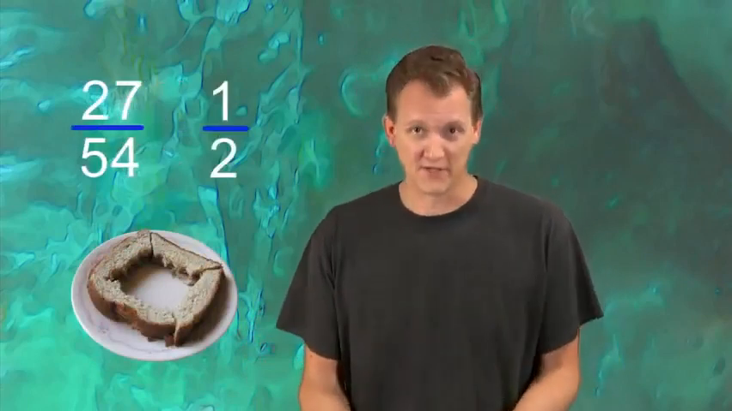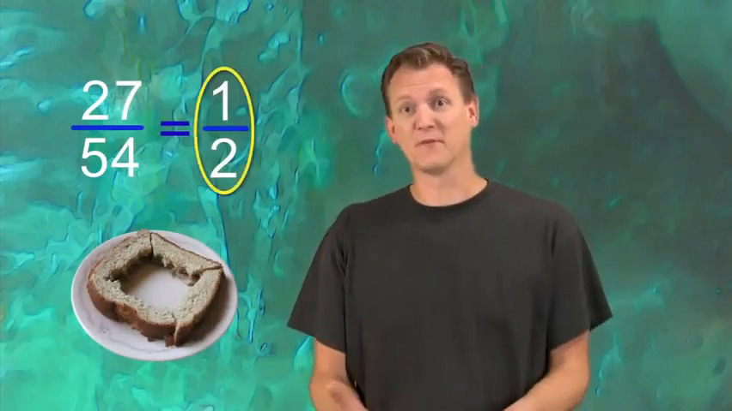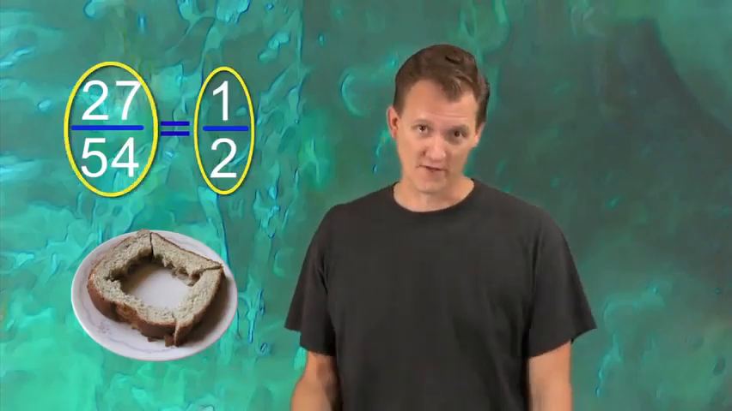For example, if your friend said to you, "Here, you can have 27/54 of my sandwich," it would have been much easier if they had just said that you could have 1/2 of their sandwich, since 1/2 is the simplified form of 27/54. So now, whenever you see a fraction, you can ask yourself, could that be any simpler? And if so, you'll know just what to do.